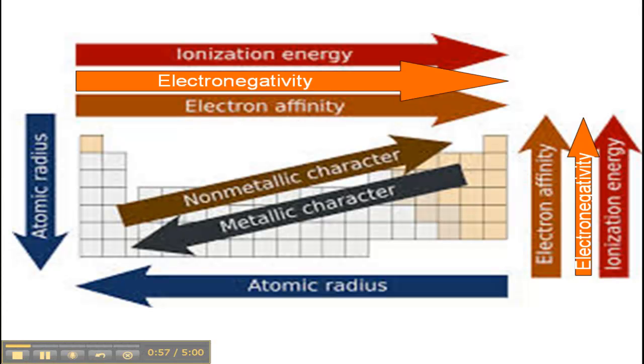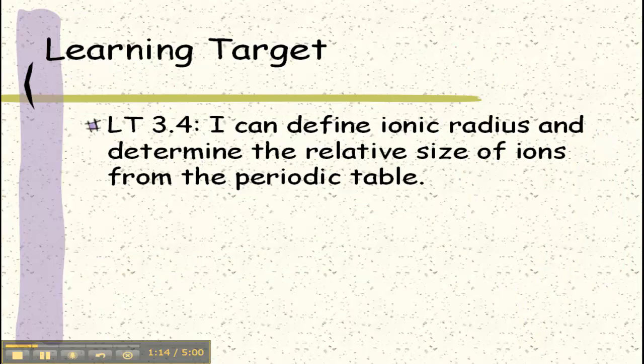So what that looks like is this. Atomic radius increases as we go down and from right to left. So your largest atoms are down here in the bottom left, and the smallest would be up here in the upper right.